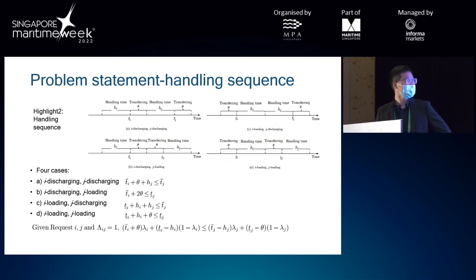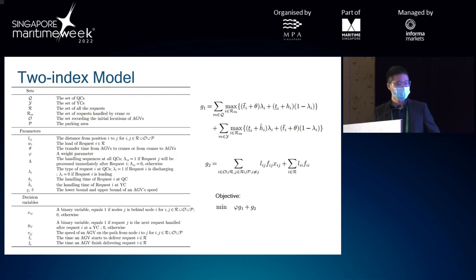Another highlight is about handling sequences. We have four cases for different combinations of adjacent tasks at a crane. Then we have different cases and the corresponding constraints. Then by introducing another notation lambda, we can combine these four cases into one constraint. Then we have many notations for this model.